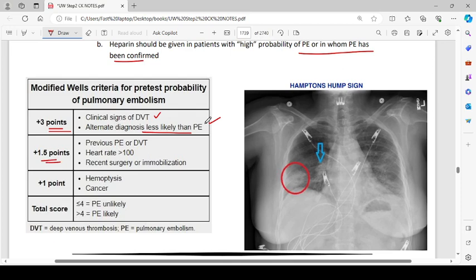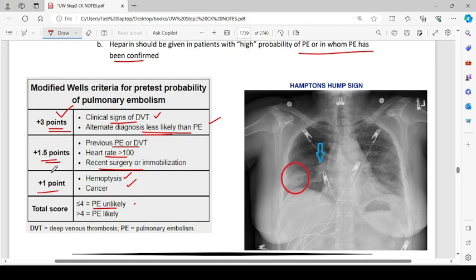So, okay, listen. If we have clinical signs of DVT and an alternate diagnosis is less likely, it has plus 3 points. If we have a previous history of pulmonary embolism or DVT, heart rate more than 100, and recent surgery or immobilization, 1.5 points each, and if the person is presenting with hemoptysis or cancer, plus 1 point. So the total score, if it is 4 or less, then it is unlikely, and for more than 4 it is very likely.